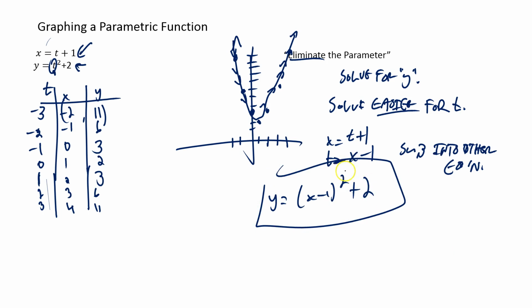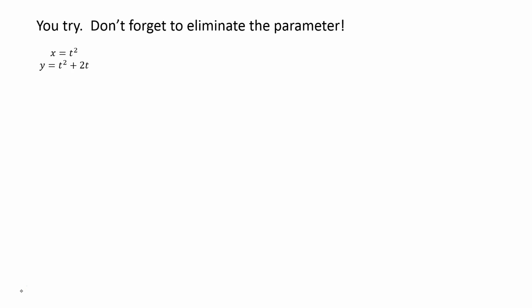Now it's important to make sure that your squareds and stuff are in the right spot. That's why we've done all that stuff with plugging in and replacing x values. I would just leave it like that. You could expand it out if you wanted to, but this shows really nicely that the vertex is at 1, 2. It's kind of nice. All right, why don't you give it a shot, and don't forget to eliminate that parameter.